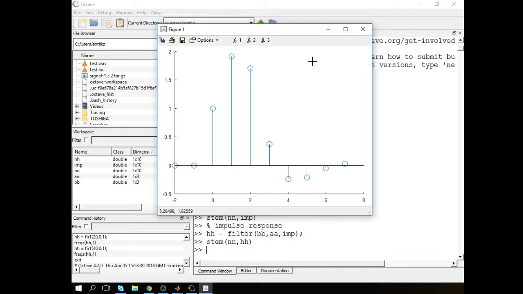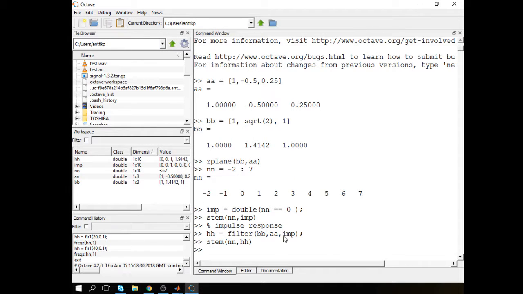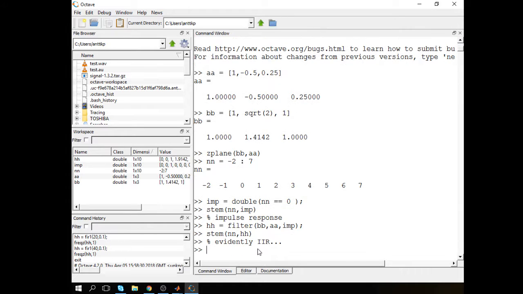Okay, so a finite impulse response system would have only those parts, those points, in this case the second order system. Yeah. Good. So evidently it's an infinite impulse response system, so that one shows it. Then the frequency response.